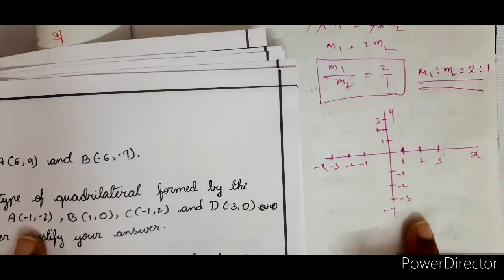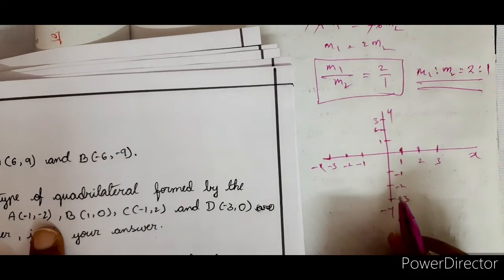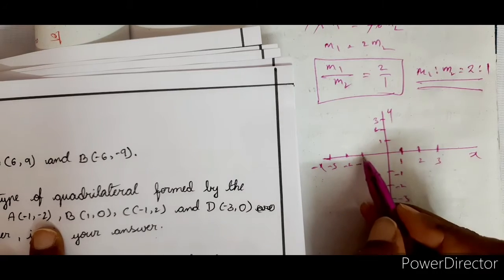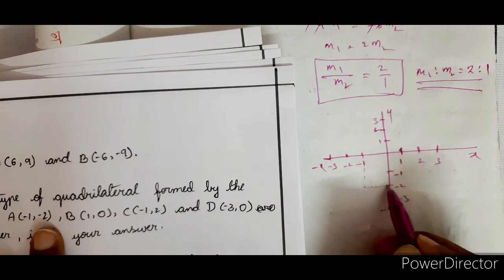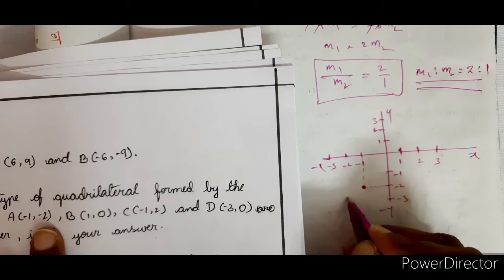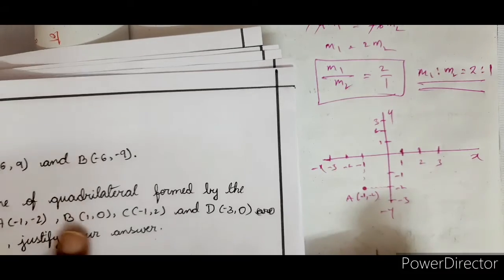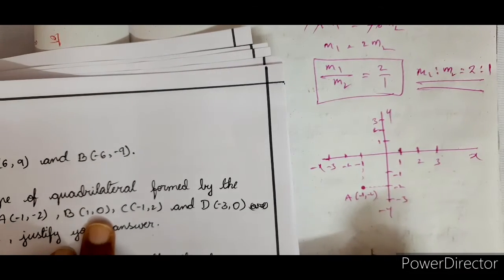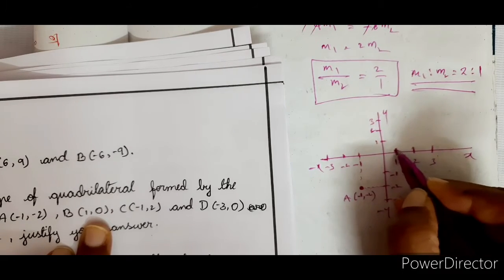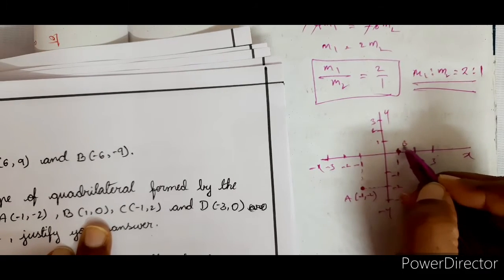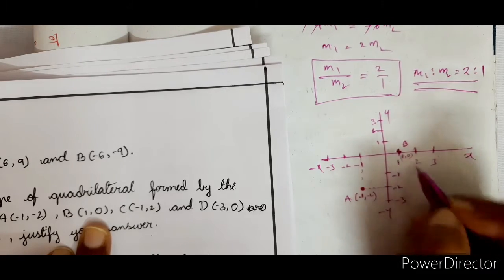And now we have A, minus 1 comma minus 2. The x coordinate is minus 1, the y coordinate is minus 2. So here is A, the point minus 1 comma minus 2. Now B is the point 1 comma 0. This is B, right? Because the y coordinate is 0. It is the point 1 comma 0.